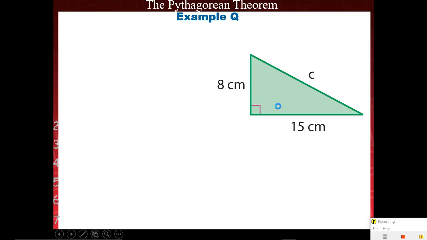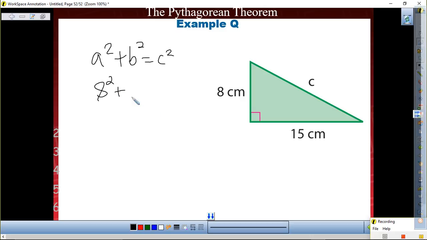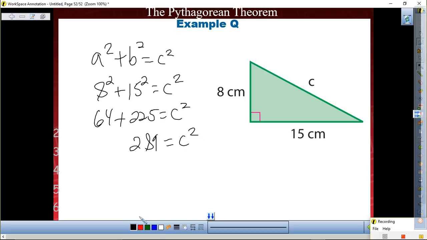Okay, let's do this one together. This one has side measures 8 centimeters, and the other leg is 15 centimeters, and the hypotenuse is labeled C. So, we start off with the Pythagorean Theorem. A squared plus B squared equals C squared. So what is A? Very good. 8 squared. What is B? 15 squared equals C squared. 8 squared is 64. 15 squared is 225. Very good. Equals C squared. 225 plus 64, that's 289 equals C squared. Square root of this, square root of this, plus minus equals C. What number times itself gives us 289? 17.